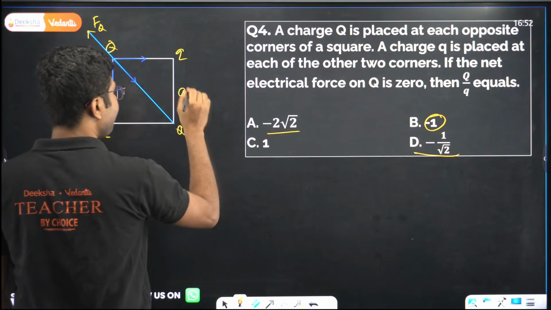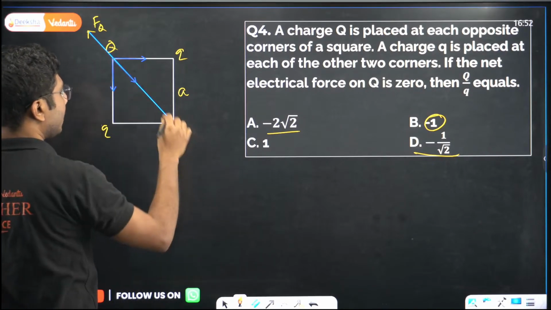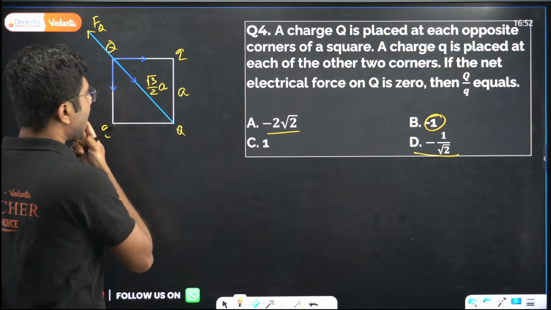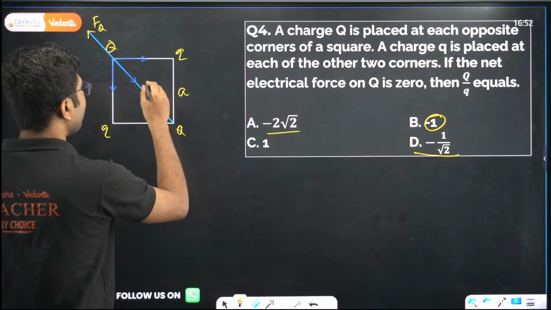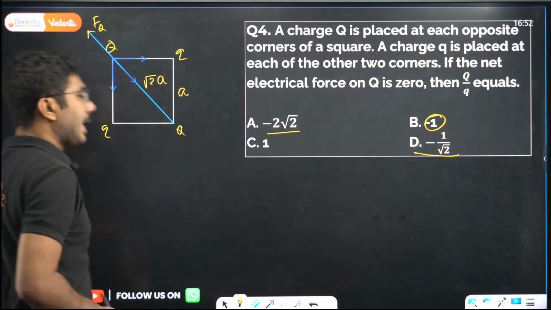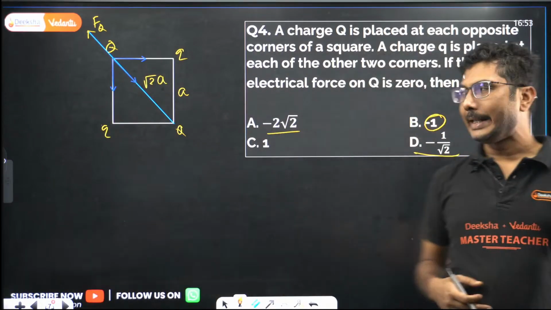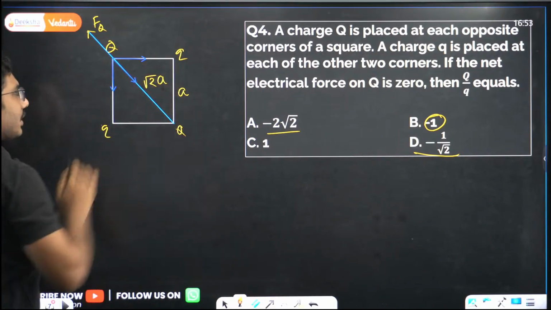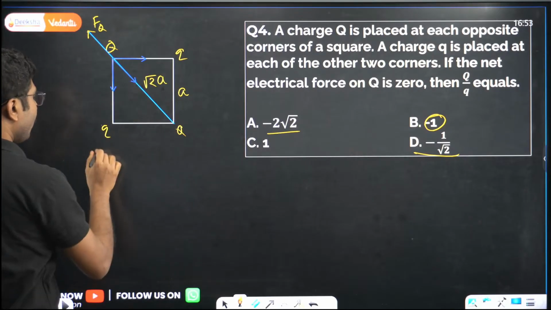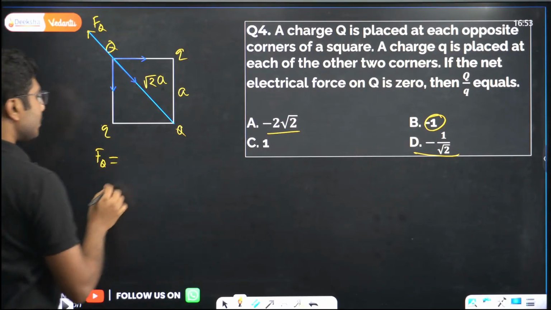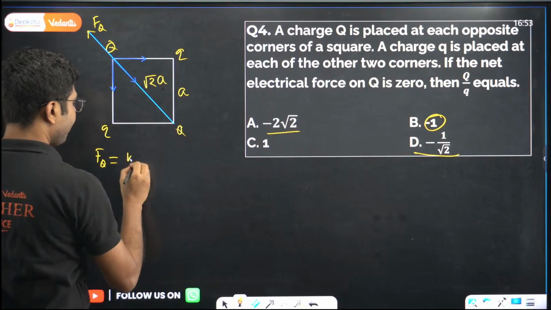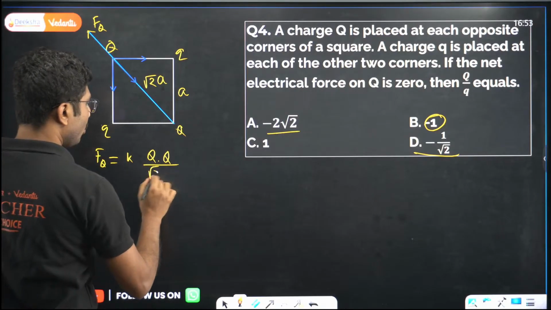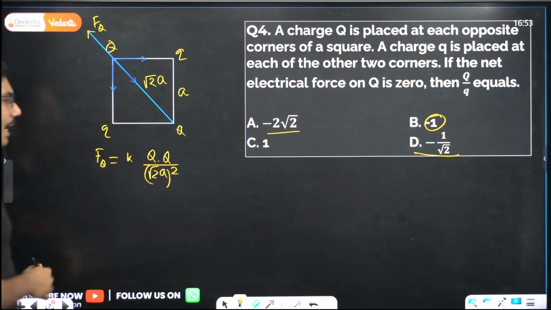Suppose the side is a. Then what is the diagonal of a square? It will be root 3 by 2 into a, no, sorry, the diagonal of a square will be root 2 into a. So this is the diagonal of the square, and this is the force. So what is the force? F capital Q must be equal to K Q into Q divided by (root 2 a) whole squared. This is the capital Q force.